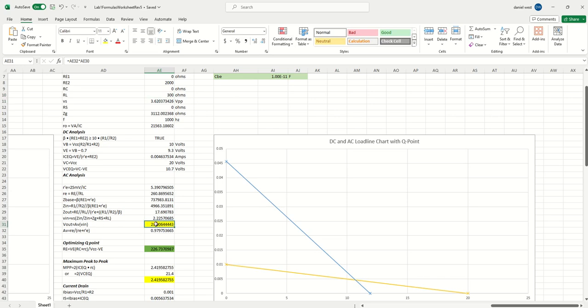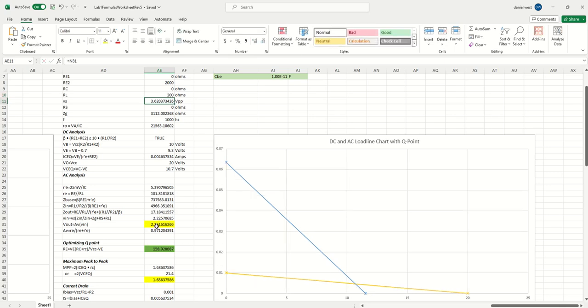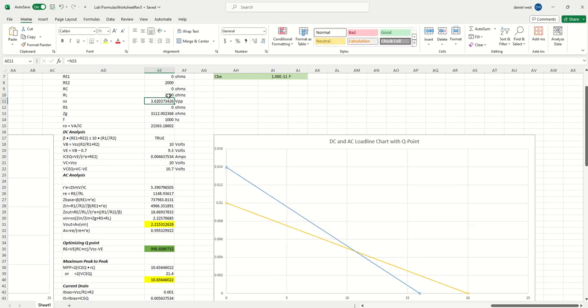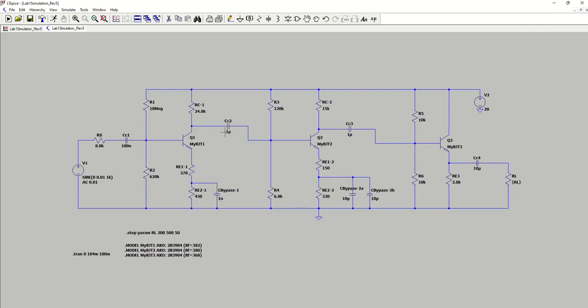But our output voltage is still 2.18, where originally for the theoretical it was 2.21. So then we can just keep decreasing this. And now we see it dropped by 0.02 volts. So as the load resistance decreases, our gain is going to be attenuated. And so that is the characterization of Vout versus RL.